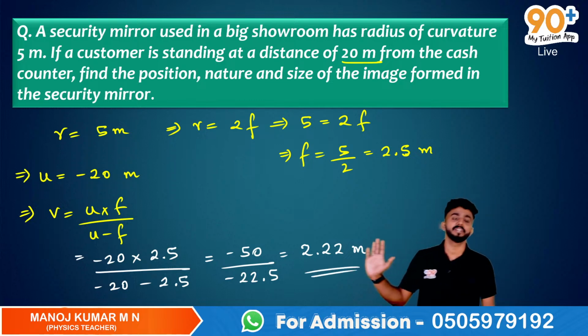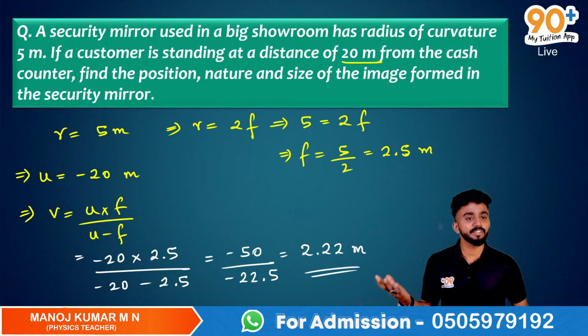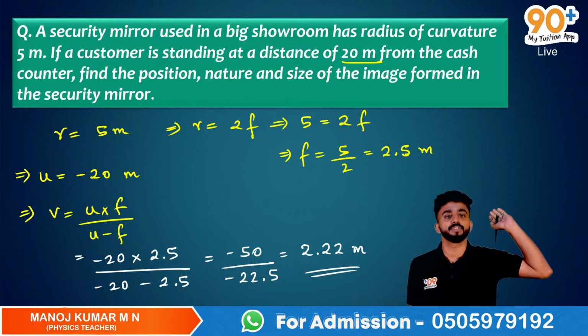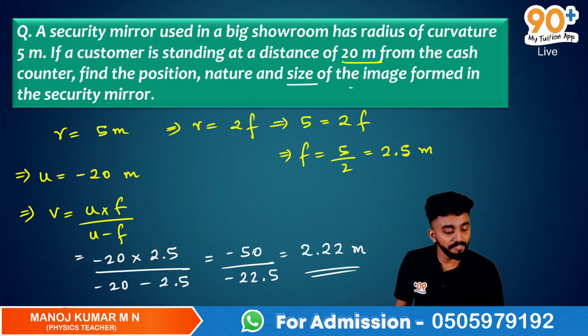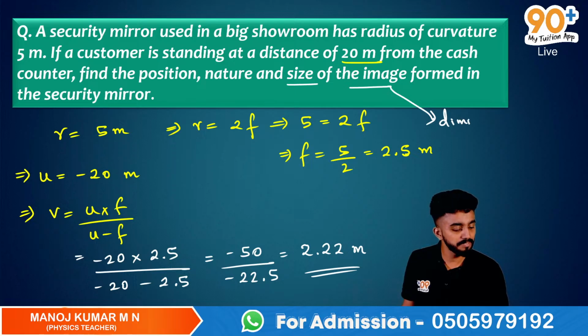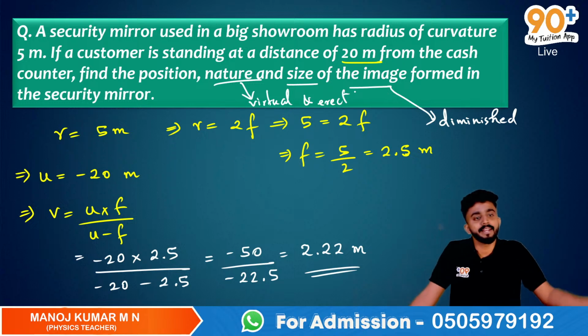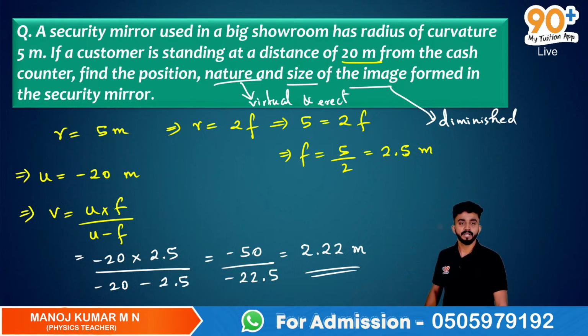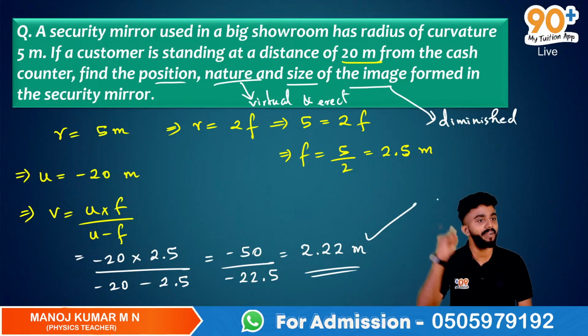Okay, so the position of the image we got. The size of the image, what will it be, guys? In the case of a convex mirror, the size of the image will always be diminished for sure. You will be thinking, sir, the height of the object is not given, how will we find the size of the image? You can just write the answer as diminished. And the nature, what will it be in the case of a convex mirror? Always virtual and erect. Size will be diminished. Position of the image, we got it already. It is 2.22 meters. Understood, Shivanya?